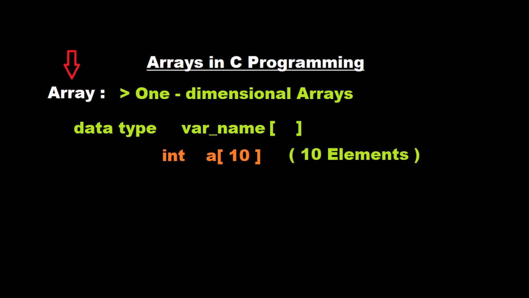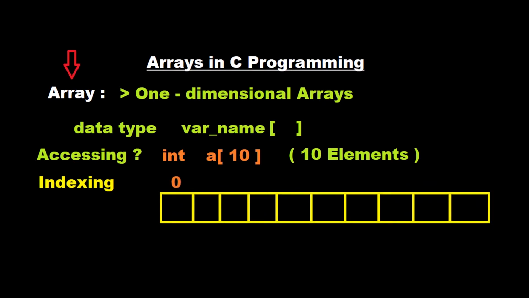Now the question arises, how can we access the elements in this array? For that, we have the process of indexing. The indexing in C programming starts from 0. As you can see, the first element will have the index 0, followed by it will go on till the last number. So if we have 10 elements, then the last element will have the index 9.